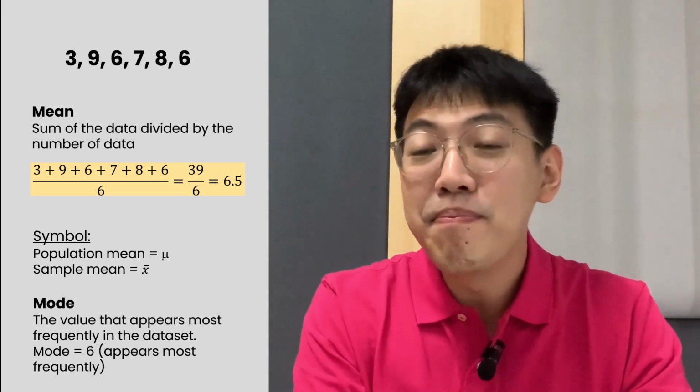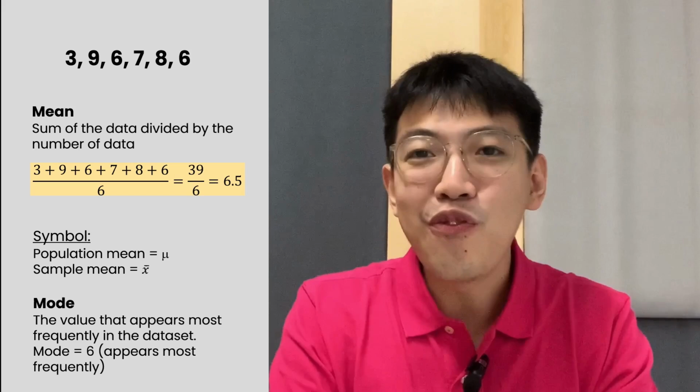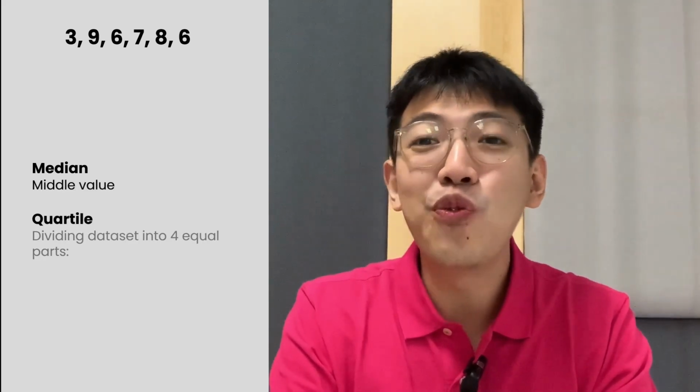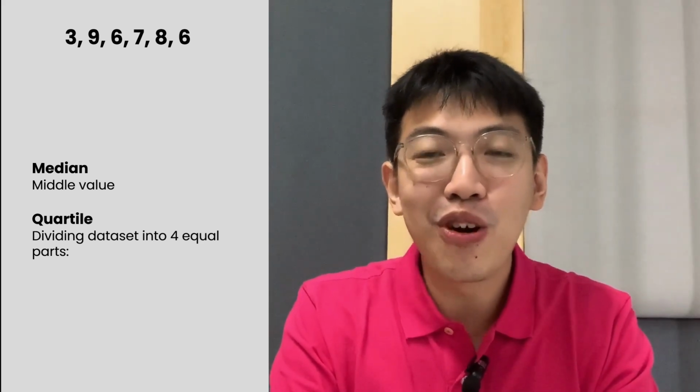Now let's find the median and quartile. To find the median and quartile, we have to sort the data ascendingly first. Median is the middle value. Quartile means we divide the dataset into 4 equal parts. There will be 3 types of quartile.